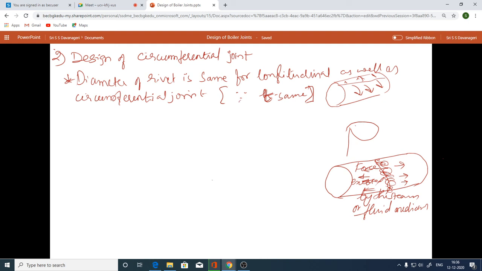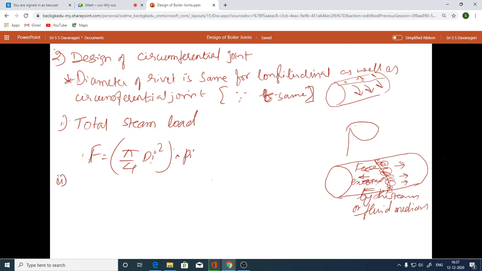Now what do you need to do here? Next step, you need to find out the total steam load. You calculate the total steam load first. You need to remember this formula: total steam load F equals pi by 4 into di square into p. You are going to get the steam load.